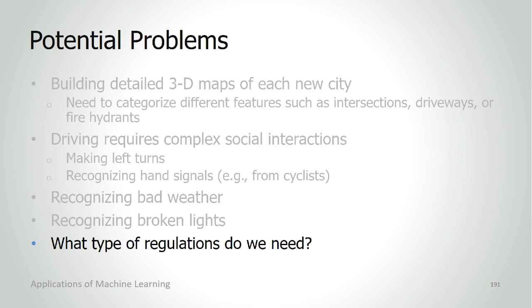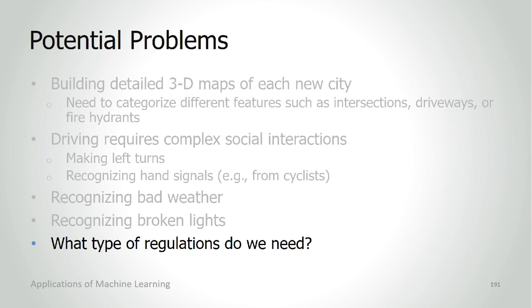Finally, what type of regulations do we need to ensure that these cars are going to be driven safely? We might need a whole different set of regulations. These are more political problems than machine learning problems. But just to give you a point of reference, drivers in the U.S. currently get into fatal accidents at a rate of about 1 for every 100 million miles driven. So that's a pretty high standard for these machine learning algorithms to reach that level of accuracy.